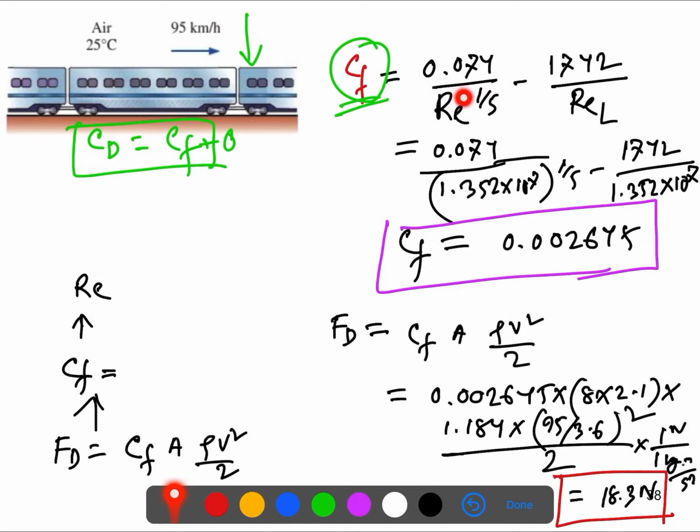This is a little bit far from reality, because in this case we considered the smooth surface, but in reality it is not smooth. It could be a rough surface, so then we may get a much greater value here. Alright, I think this is the solution, and I believe you understand this.